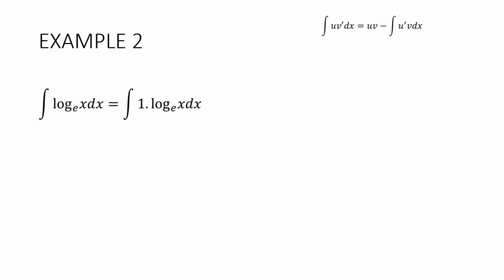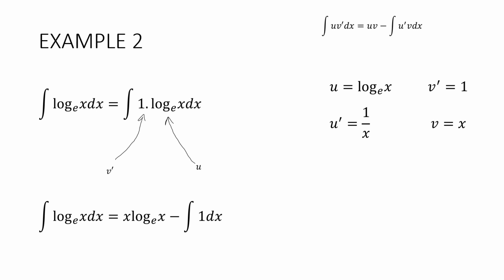Now we have a product. Using our LIATE rule, u is going to be log base e of x. And so that means v dashed will be 1. Let's differentiate log base e of x and integrate 1. Now let's construct integration by parts. We have got u times v, take away the integral of u dashed times v, which is 1. How nice is that? So our answer is x log base e of x, take away x plus c.